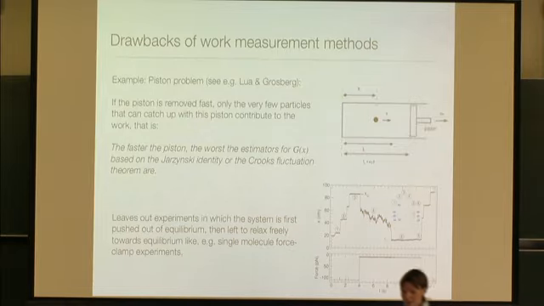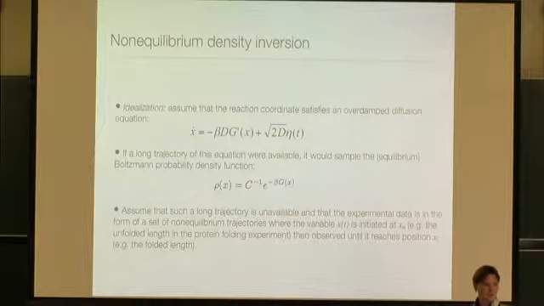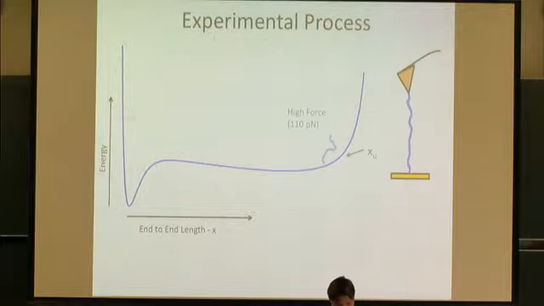Then I asked Eric, can you help out? And typically he has something clever to say when you ask him. He said, well, there's no free lunch. You can't say much unless you make another assumption. But if you assume that the end-to-end length satisfies the overdamped diffusion equation, then you can start to make an alternative estimator for the free energy, based on the assumption that you have a constant diffusion constant and that you have these pieces of out-of-equilibrium trajectories. Okay, so let me show you what that translates to in the experiment.